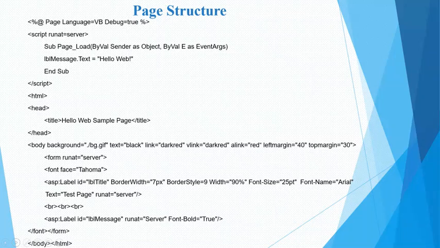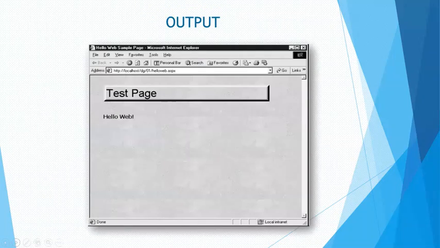The next slide is about output. From the previous page program, this is the output of the program. Hello Web test page. This is the test page. So the output has been named as Hello Web.